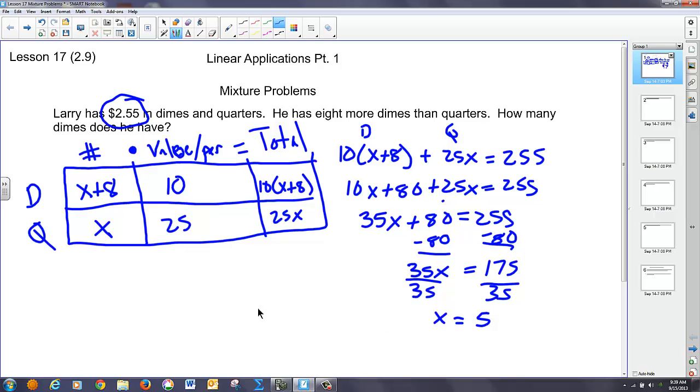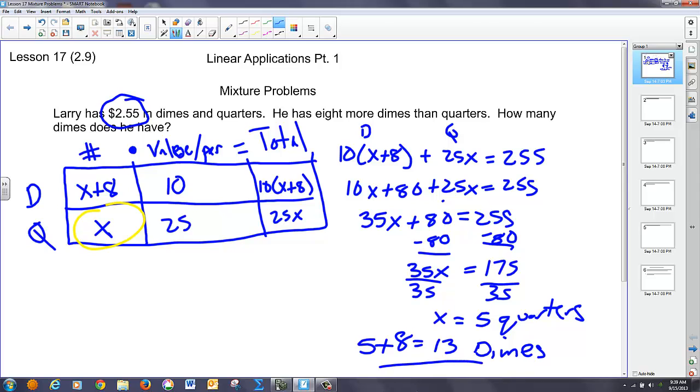So what does x represent? Well, here's my x value. So this 5 must relate to the number of quarters that I have. And the question asked, how many dimes do I have? So I have to take 5, add that to 8, you'll see right here, and that gets me 13 dimes. To the next problem.